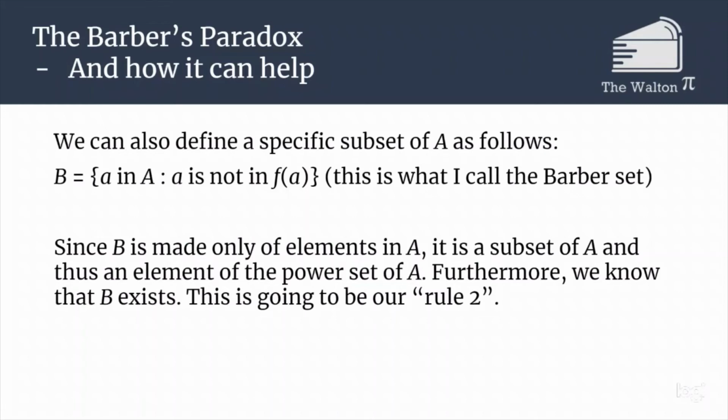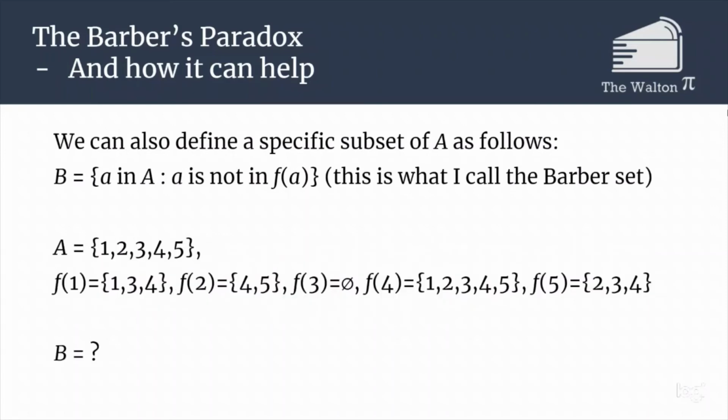Let's go through a quick example of what B might be under a specific function f, and I'm not going to claim that this function is a bijection. For our example, let's say that A is the set 1, 2, 3, 4, and 5, and our function f from A to the power set of A is defined as follows, where f of 1 equals the set containing 1, 3, 4, f of 2 is the set containing 4 and 5, f of 3 is the empty set, f of 4 is the entire set, and then f of 5 is the set containing 2, 3, and 4. Now the question is, what is going to be the Barber set?